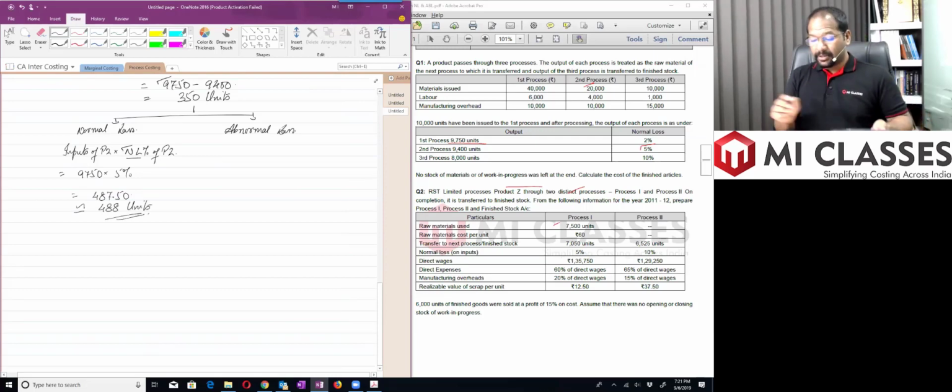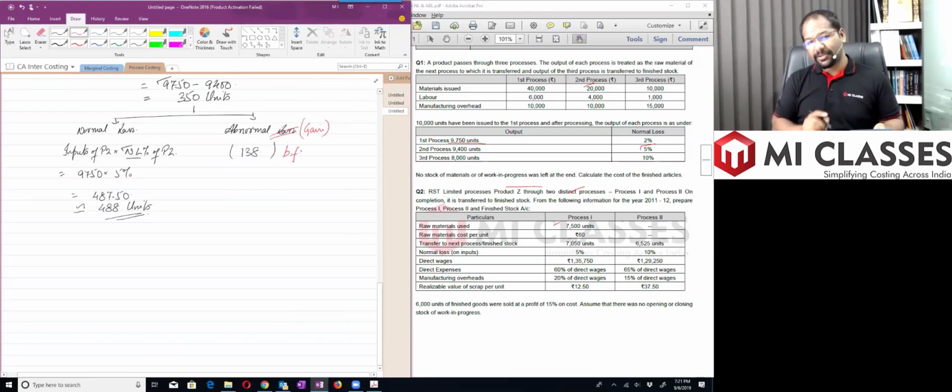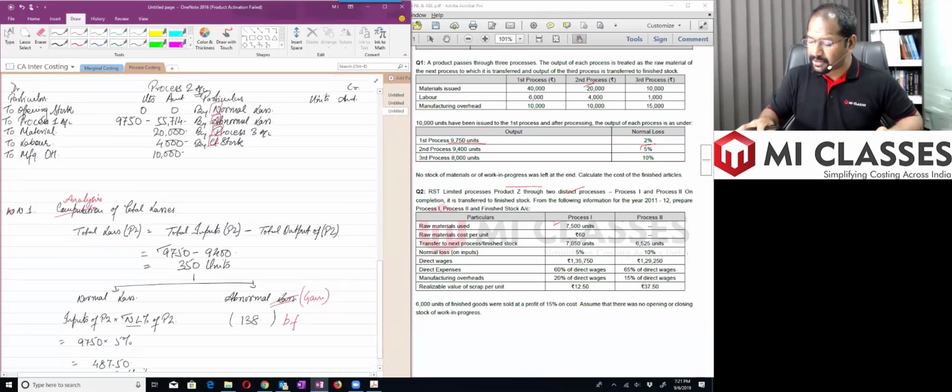Now 350 units is my total loss. My normal loss should have been 488. Correct? So, do I have abnormal loss or abnormal gain? Remember, if this number becomes negative, it is gain. So, 350 minus 488 becomes my abnormal gain of 138 units. Remember, this is not loss now. This has become gain. Gain will be in brackets. And this is my balancing figure. All right, you have to write balancing figure, otherwise you will keep thinking, how did I get this value? All right, so come back to this. Normal loss is how much?